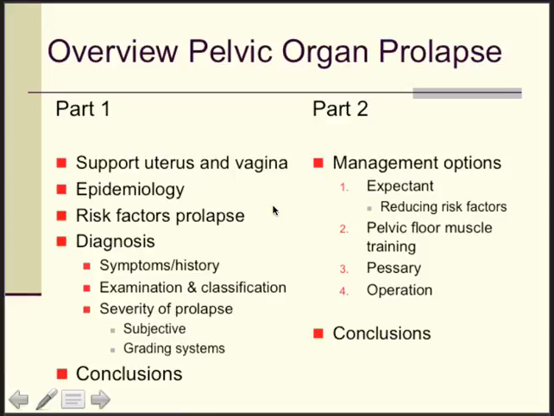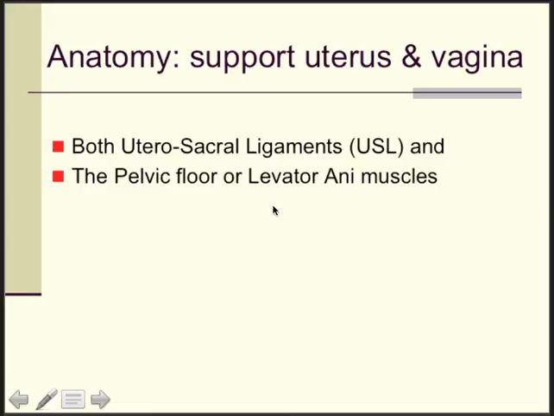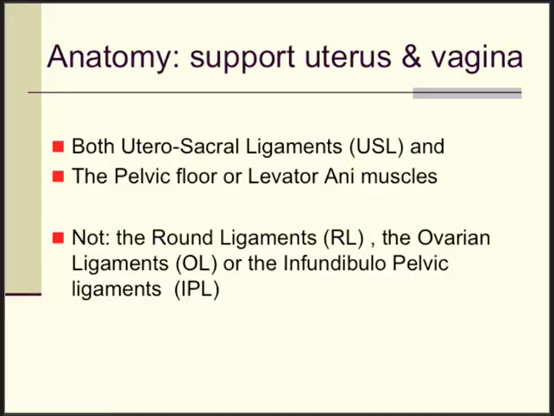The topic pelvic organ prolapse is also known as uterovaginal prolapse. The anatomy, support of the uterus and the vagina. Both uterosacral ligaments support the cervix and prevent especially descent of the uterus, and moreover we have the pelvic floor or the Levator Ani muscles. I will show you a few pictures to explain this. Note that the round ligaments, the ovarian ligaments or the infundibulopelvic ligaments do hardly play a role in the support of uterus, cervix and vagina.